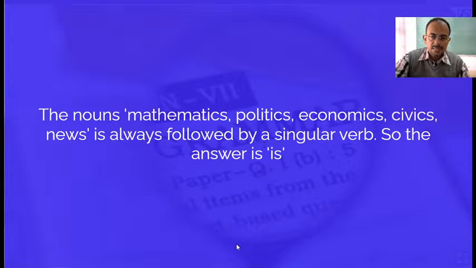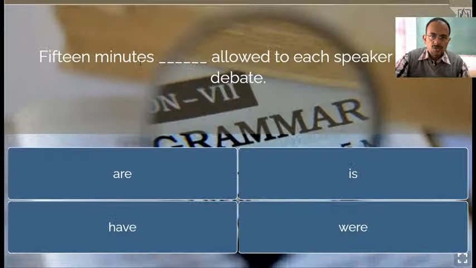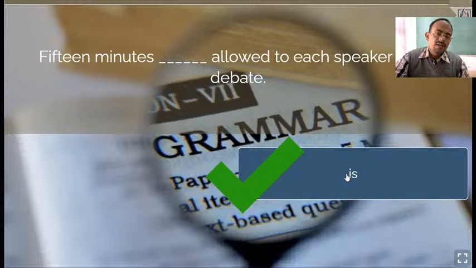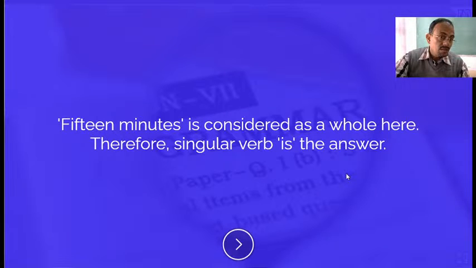So the answer is. 15 minutes allowed to each speaker in the debate. 15 minutes is taken together. Even though it is plural, 15 minutes is taken together. So 15 minutes is allowed to each speaker in the debate, not 15 minutes are allowed. You have to say 15 minutes is allowed. 15 minutes is considered as a whole. Therefore, the singular verb is the answer.